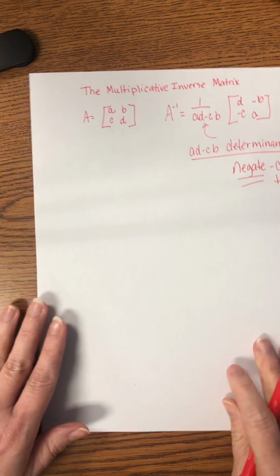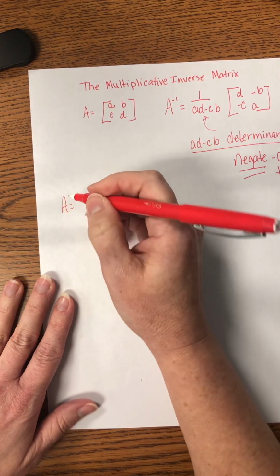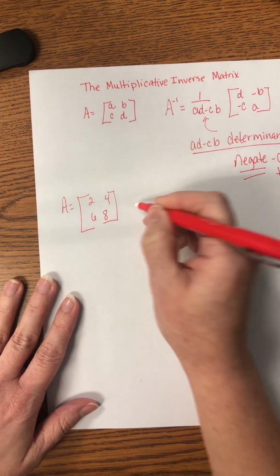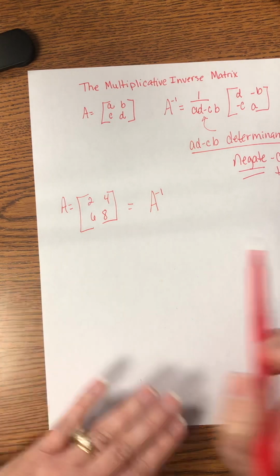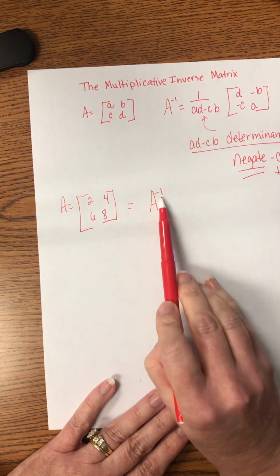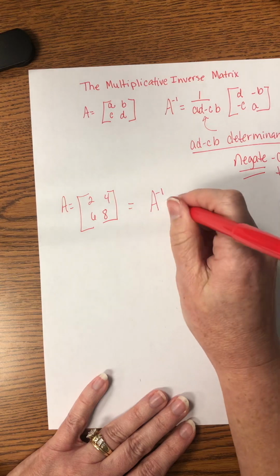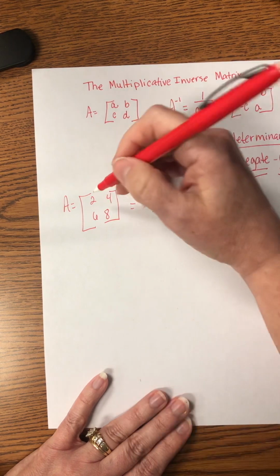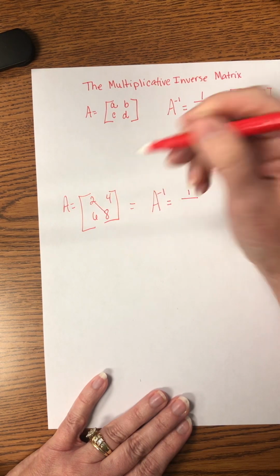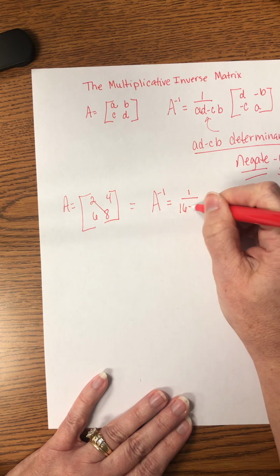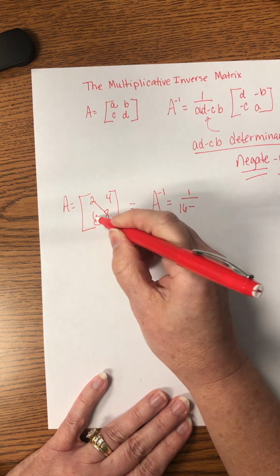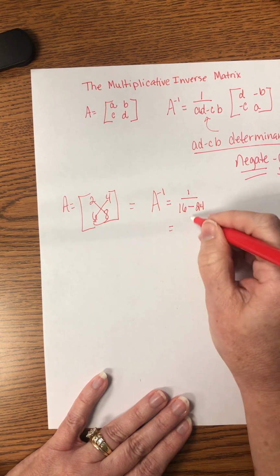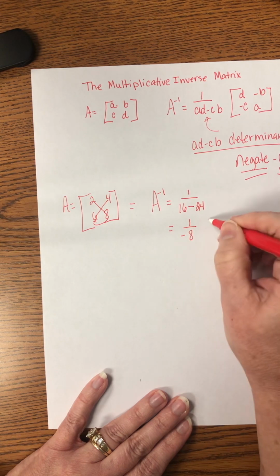Okay, so if we look at matrix A, and we let matrix A be 2, 4, 6, and 8, and we want to find the inverse of matrix A. This little -1 as an exponent means the inverse of the matrix. So what we'll do is we'll do 1 over AD minus CB. So multiply the first diagonal, 2 times 8 is 16, minus, now go to the other diagonal and multiply it. 6 times 4 is 24. So what we end up with is 1 over -8.